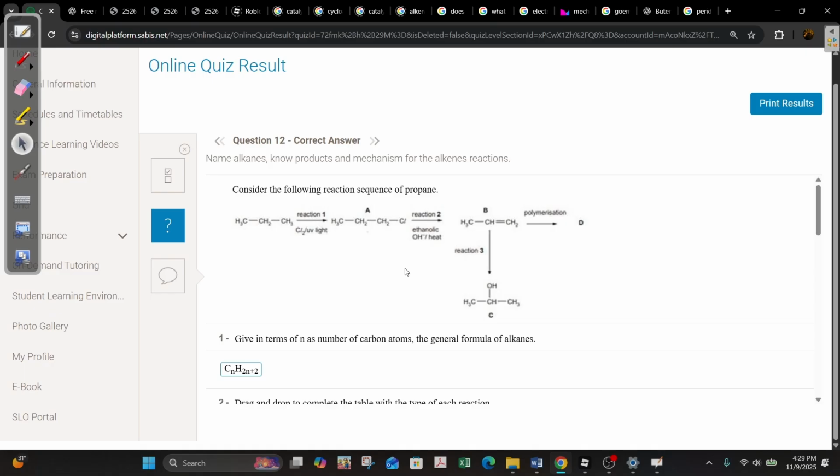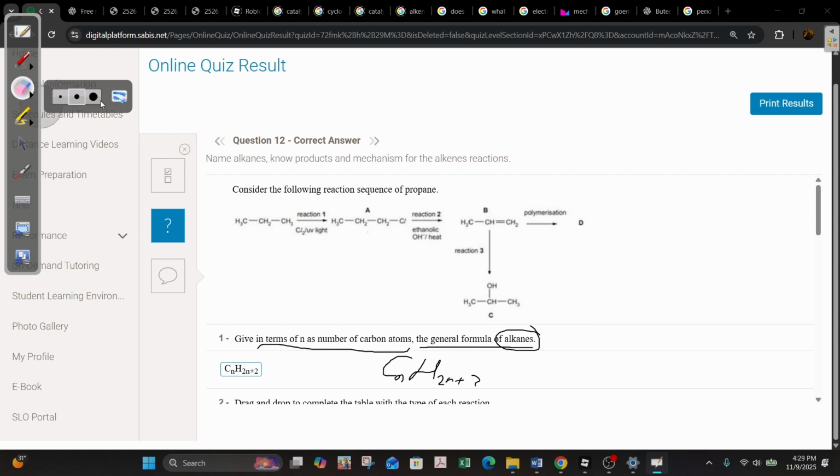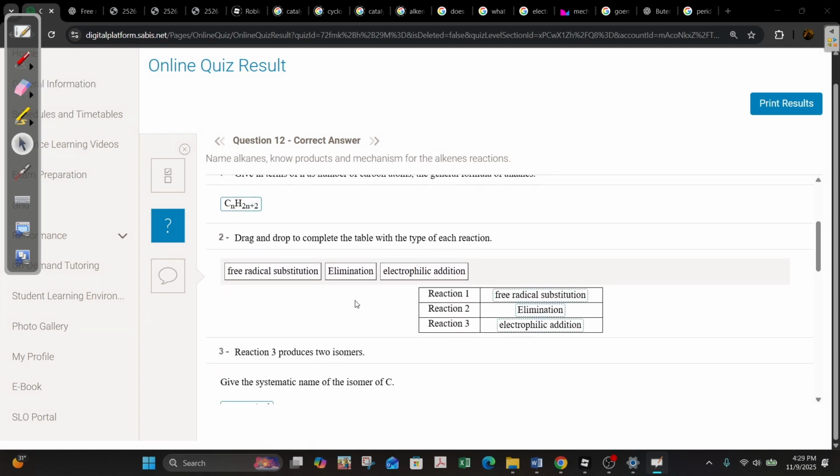Question 12. Given terms of n as number of carbons, the general formula of alkanes. Easy. The general formula of alkanes is going to be CnH2n+2. Nothing too crazy. Reaction 1, reaction 2, reaction 3.